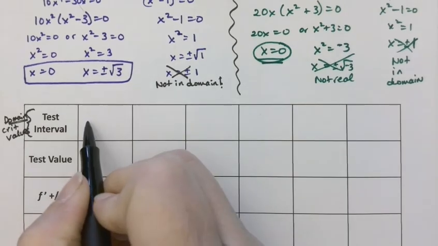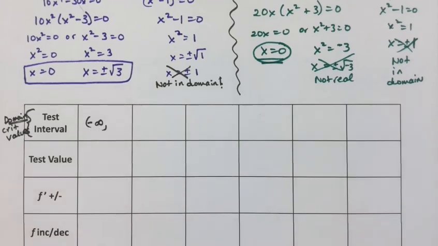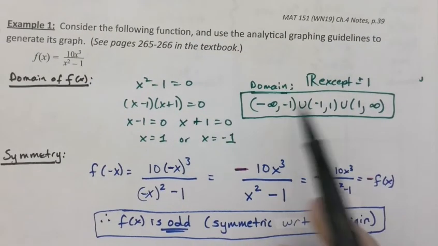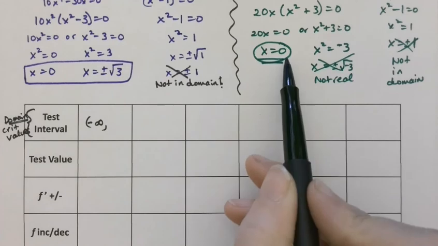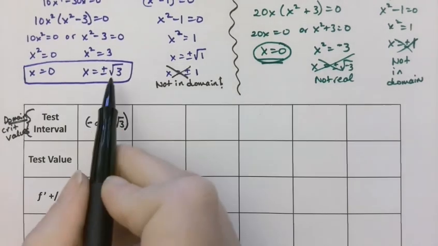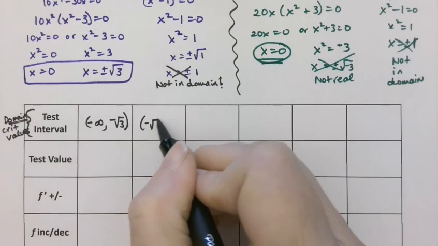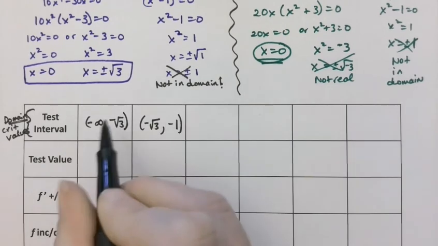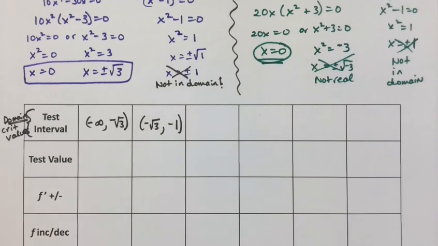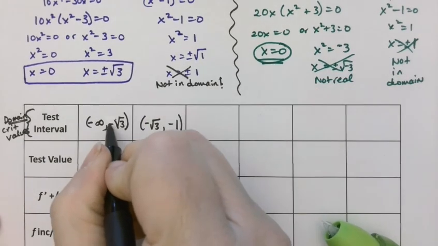So you start off at the beginning of your domain, which was negative infinity, and you go until the lowest of your critical values and the things you can't have, which would be negative 1, 0, and negative square root of 3. Negative square root of 3 is the lowest, because that's about negative 1.7. Then I'm going to go from negative square root of 3 to negative 1. I'm worried that looks like the square root symbol instead of a negative, so let me just make sure that's very clear. That's a square root, there's a negative in front of it.